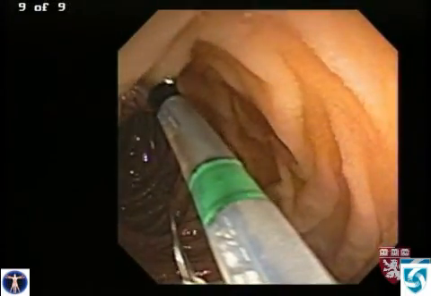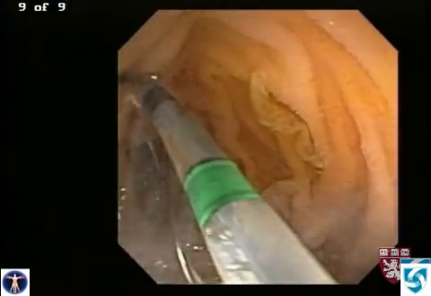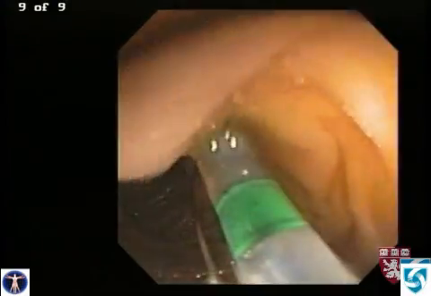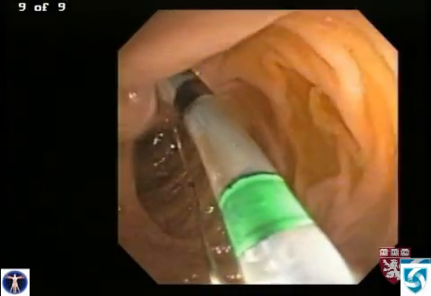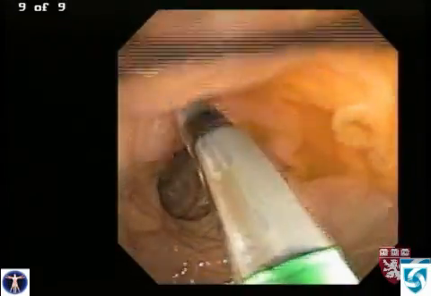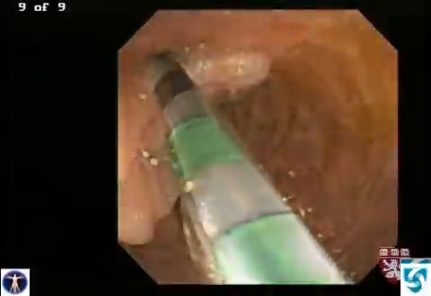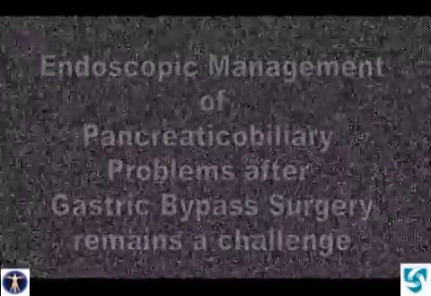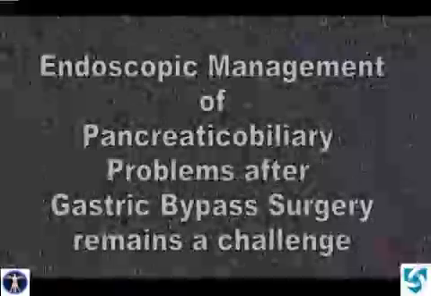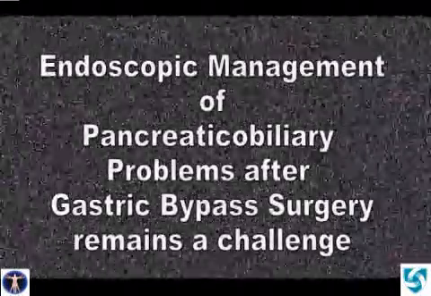This case demonstrates another approach by placing a guide wire transhepatically and using this to pass other accessories such as this sphincterotome, antegrade or retrograde, to achieve the desired objective. Endoscopic management of pancreatic or biliary problems after gastric bypass surgery for obesity remains a challenge.